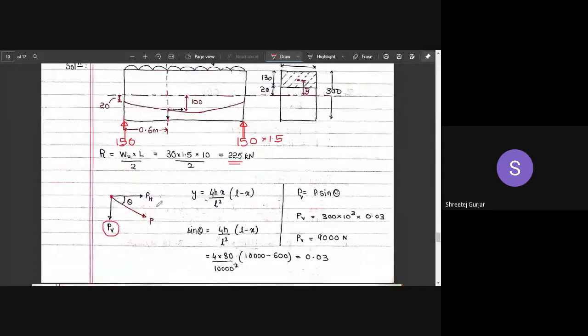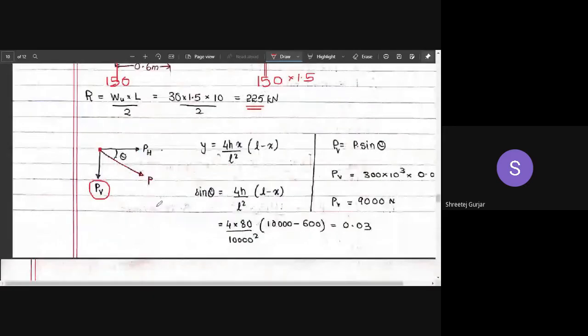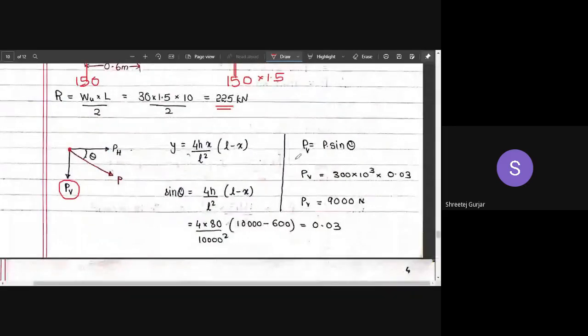Okay, PV, we know, is equal to P sine theta, right? So we have to find out the value of this sine theta. Now, we know the equation of a parabola: y is equal to 4hx by L square into (L minus x). Okay, so this is the equation for a parabola.